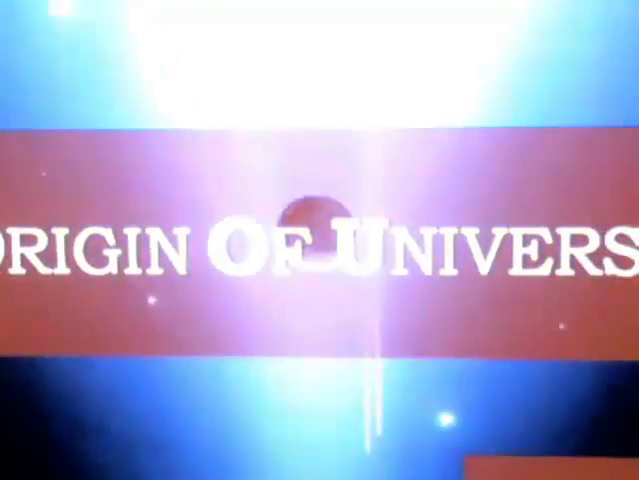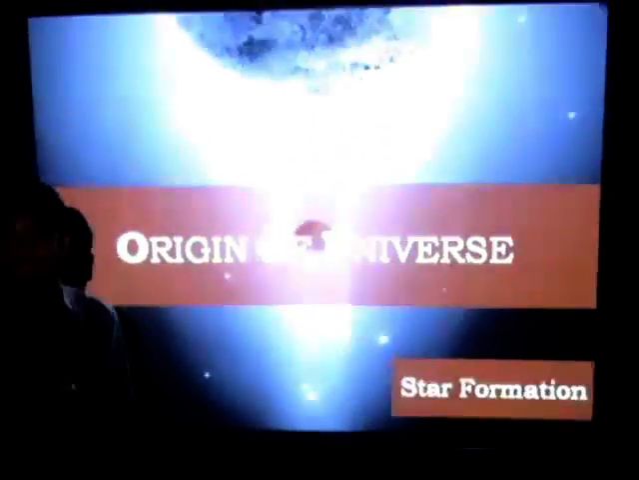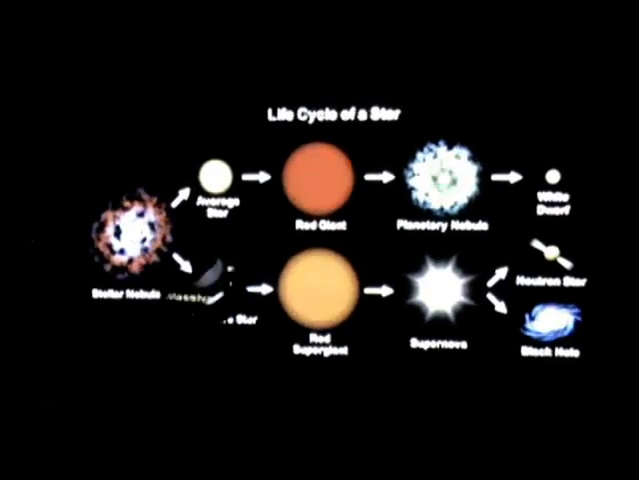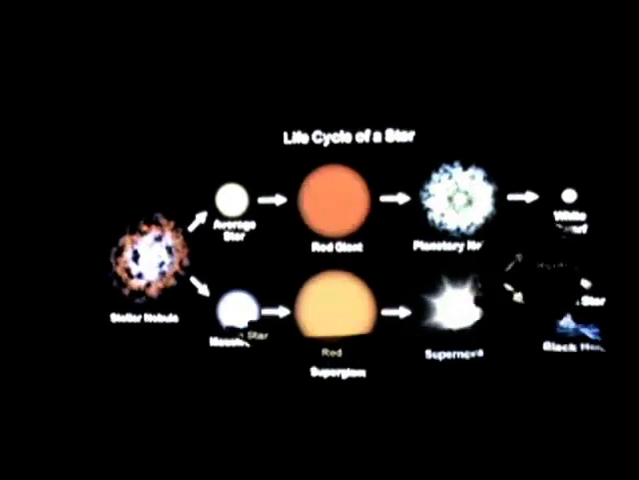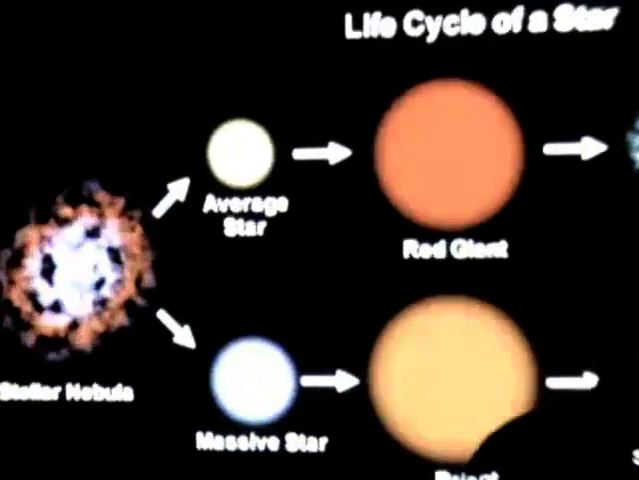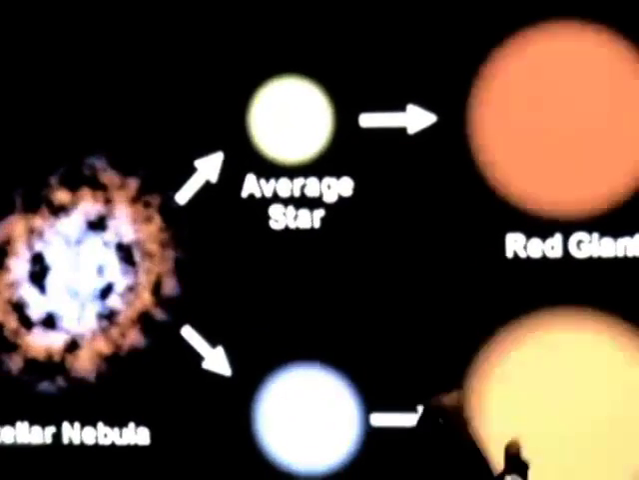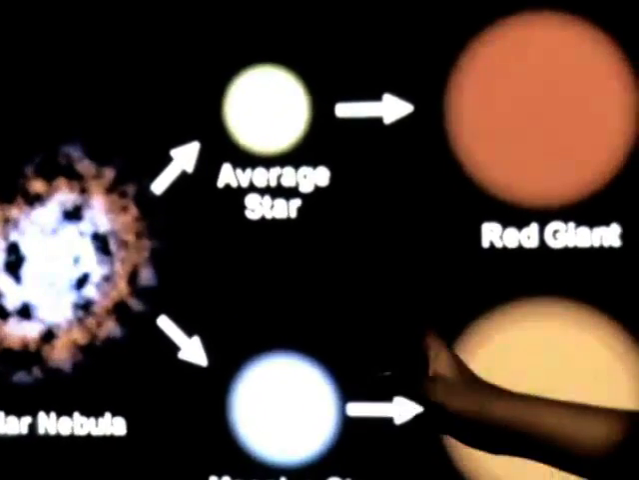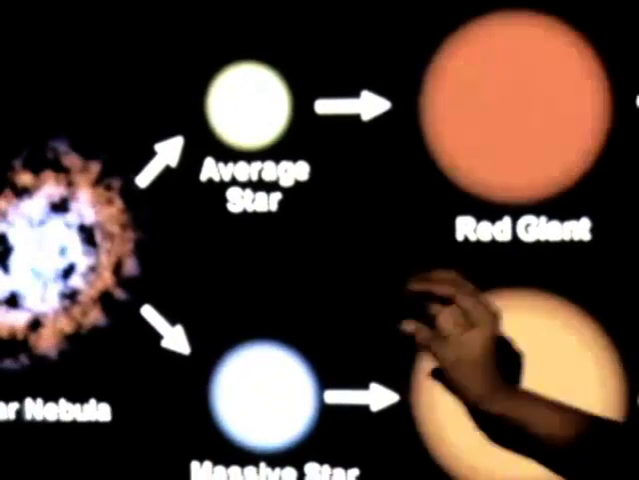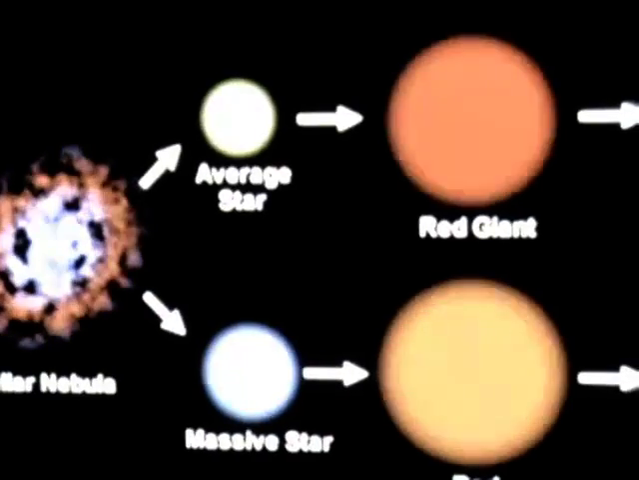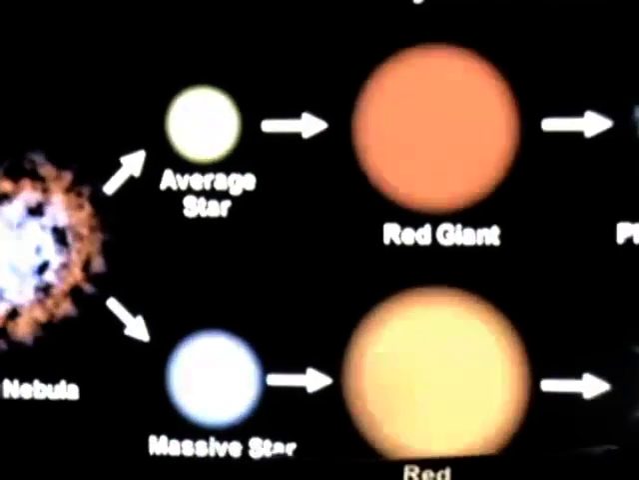So let us move on to the life cycle of stars: how stars form galaxies and how galaxies form the present-day universe. This is the life cycle of a star. Here, the stellar nebula, a cloud of dust, hydrogen and helium, is the basic heavenly body responsible for the formation of stars. The stellar nebula condenses into an average star or a massive star.